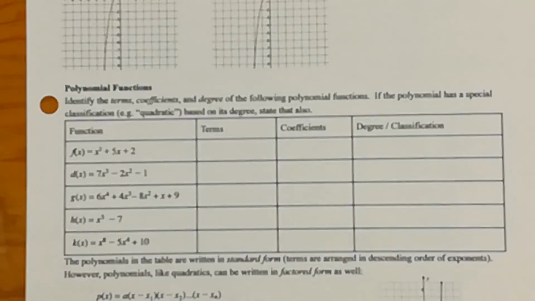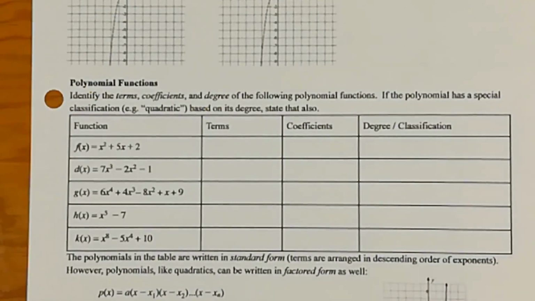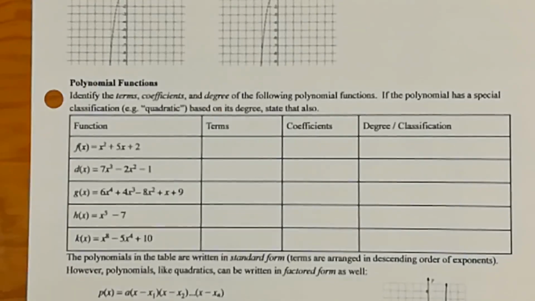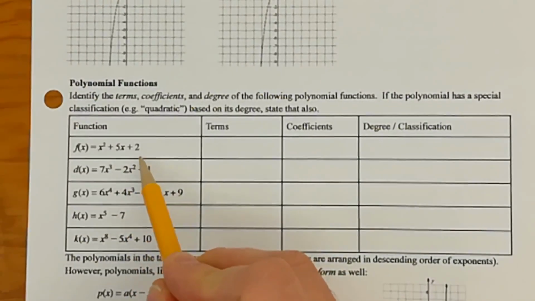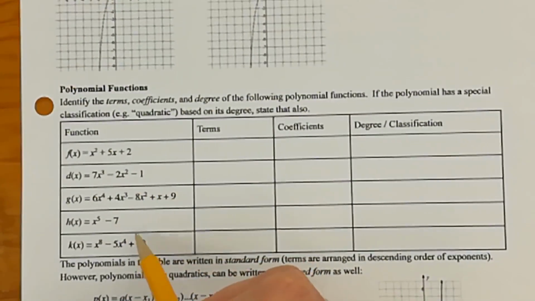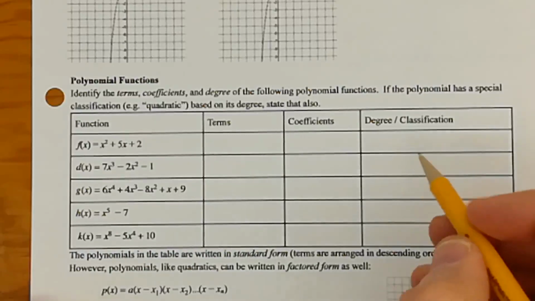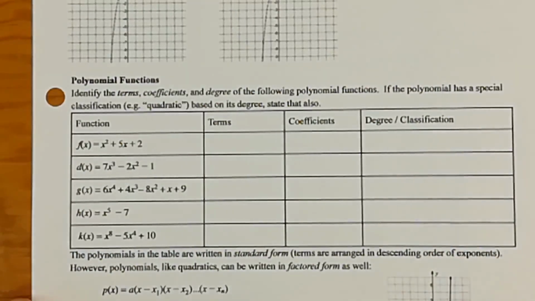All right, we're going to go through the rest of this note sheet. So we're going to talk about polynomial functions and sort of the basic vocabulary that we're going to be using this unit. We have some different polynomial functions down here, and we're asked to identify the terms, coefficients, and degree of the following polynomial functions, and to classify them with a special term if there is one.